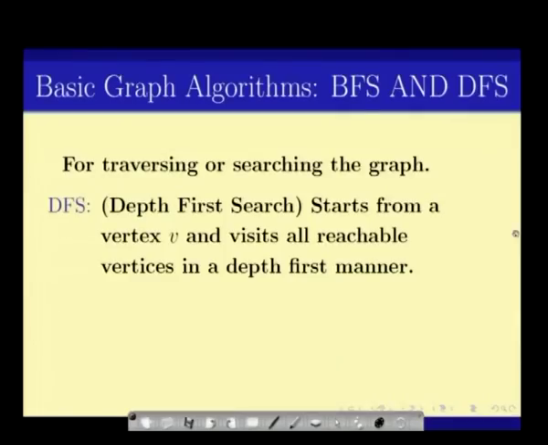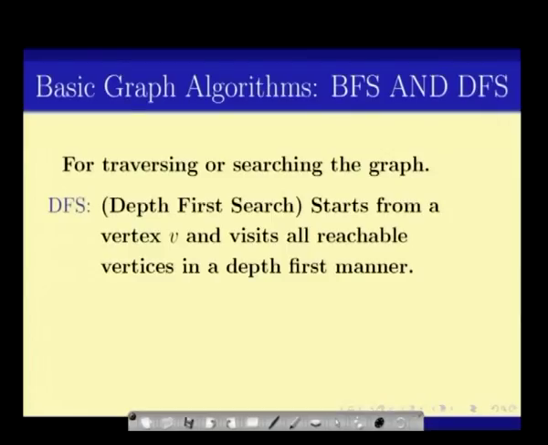So, for traversing and searching the graph, we have already seen two algorithms. The first algorithm is called the depth first search, which starts from a vertex v and visits all the reachable vertices in a depth first manner. It means it first looks at one vertex and then an adjacent vertex to that and so on till it hits a dead end, comes back and then looks again and so on. We studied this one a couple of lectures ago.